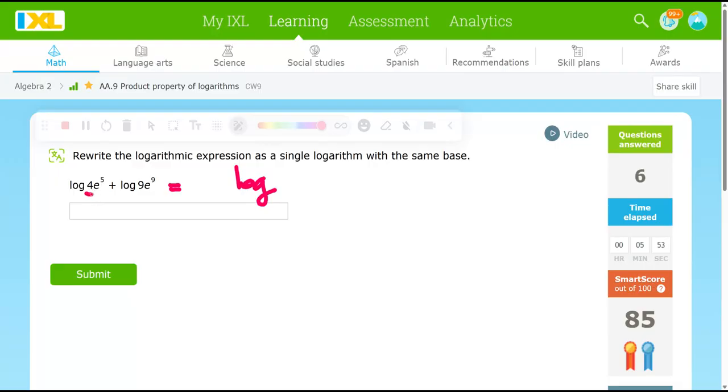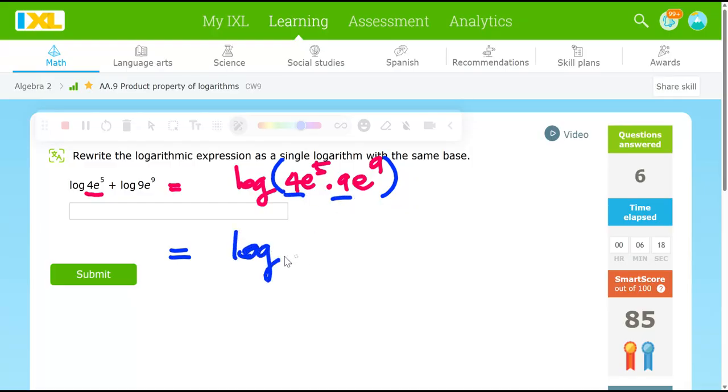So now you have 4e to the 5th, and the other one is 9e to the 9th. So you multiply them together. That's it. Make sure you put everything together in parentheses. Alright, so now let's multiply them together.